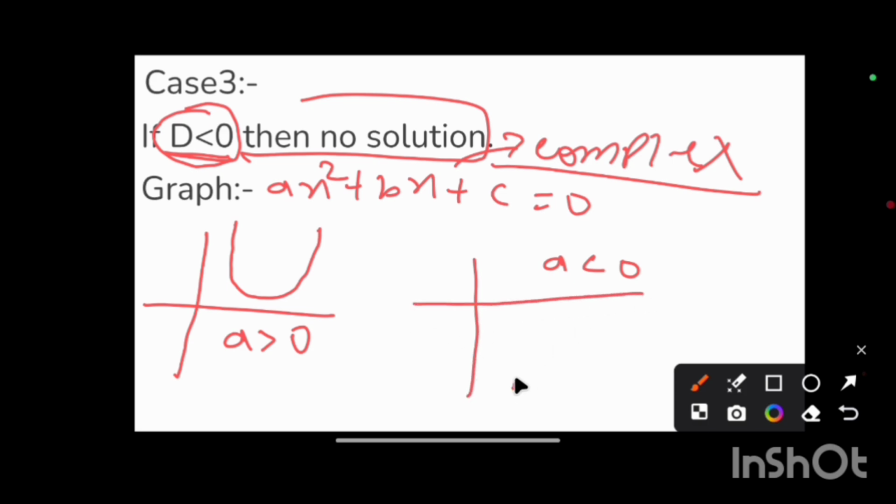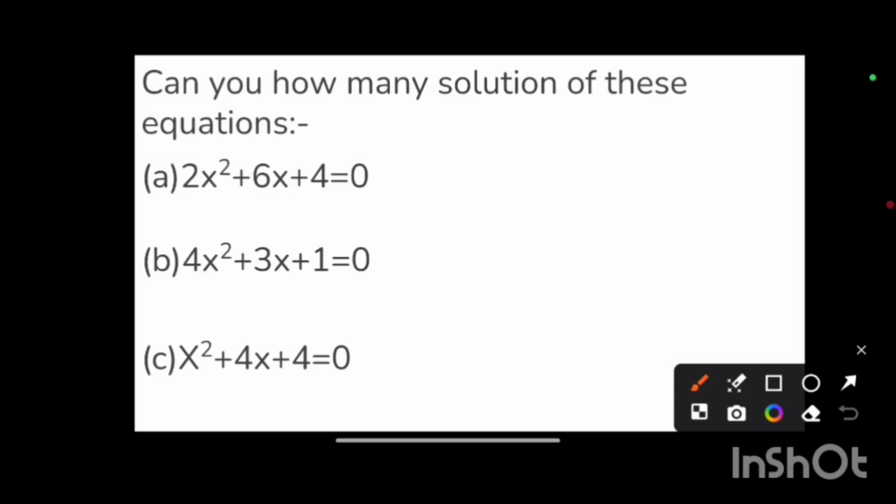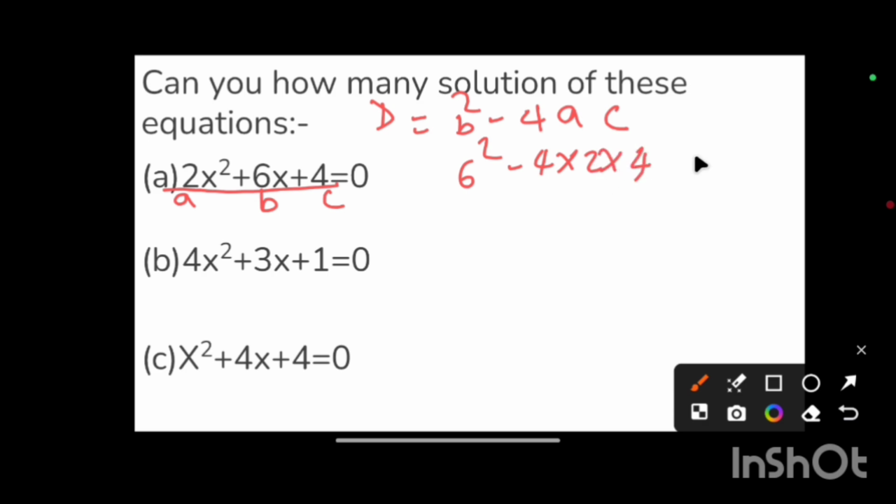Next, first, here it is a, it is b, and it is c. We can first find discriminant. What is discriminant? b square minus 4ac. 6 square minus 4 times 2 times 4, and it is 36 minus 32. It is 4, means D is greater than 0. So we can say that it has exactly two unique solutions.